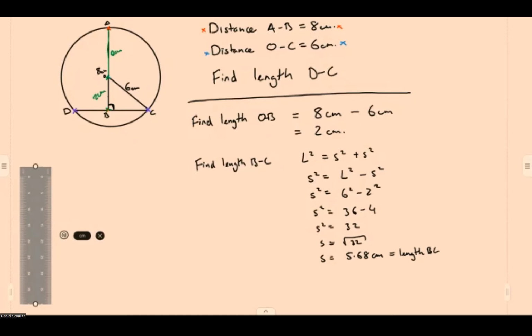Length DC is double that. DC is BC times 2. 5.68 times 2 is 11.36. So 11.36 centimeters.